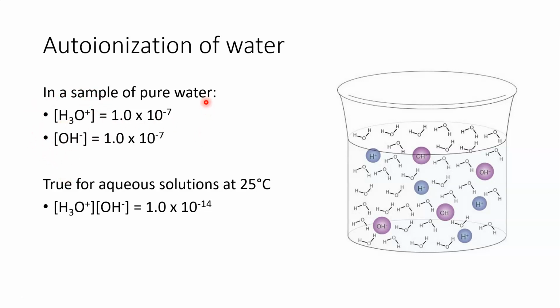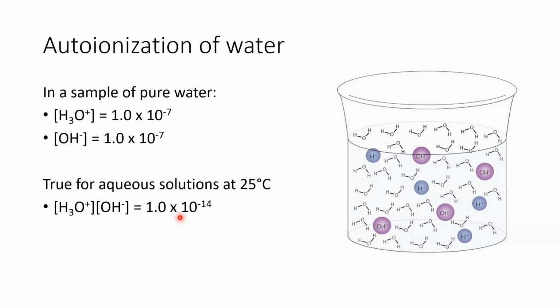So pure water is neutral. Its pH is 7. And these are equal to each other. So all aqueous solutions at 25 degrees, if you multiply these two numbers together, it's always going to equal 1 times 10 to the minus 14th. So that means that if you know this, you can get this number here. And if you know the hydroxide concentration, you can get the hydronium ion concentration. So all aqueous solutions at 25 degrees Celsius, this here is true.